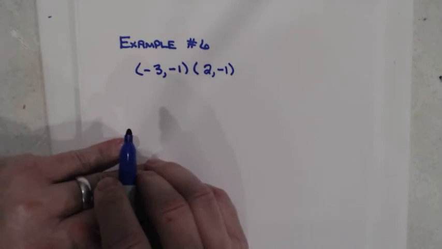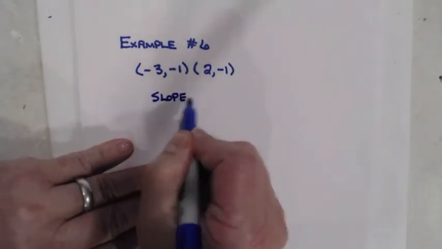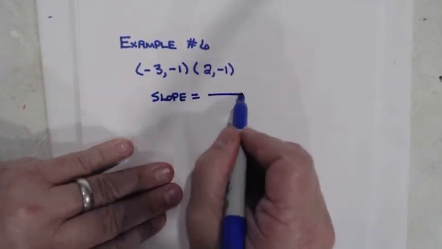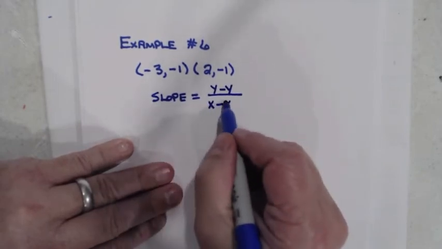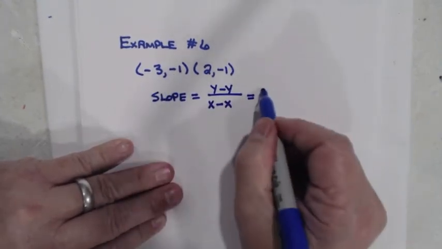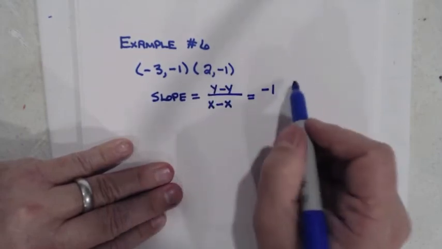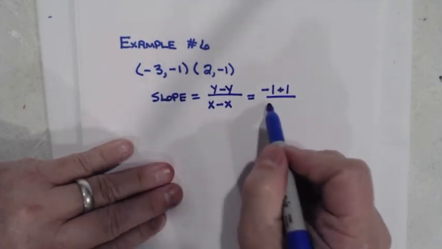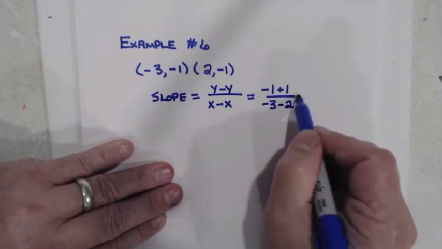Example number 6. Remember to find the slope, and that's what we're doing, finding the slope of the line that goes through these 2 points. I take my y's, subtract them, put it in the top. Take my x's, subtract them, put it in the bottom. My first y, negative 1. The opposite of my next y. What's the opposite of negative 1? Positive 1. My first x, negative 3. The opposite of my next x, negative 2.